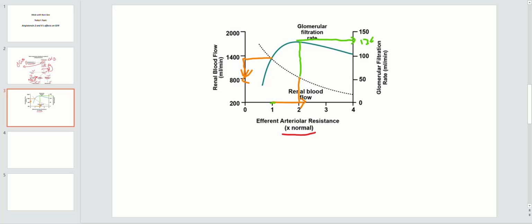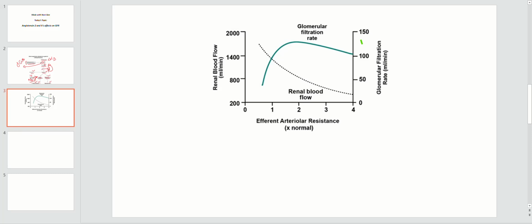So that is denoting that whenever you increase the efferent arteriolar resistance with the help of angiotensin 2, your renal blood flow will drop while your GFR will increase. But the important thing you have to understand is that when you greatly increase the efferent arteriolar resistance, that will drop your renal blood flow, but it will also affect the GFR, which will decrease.